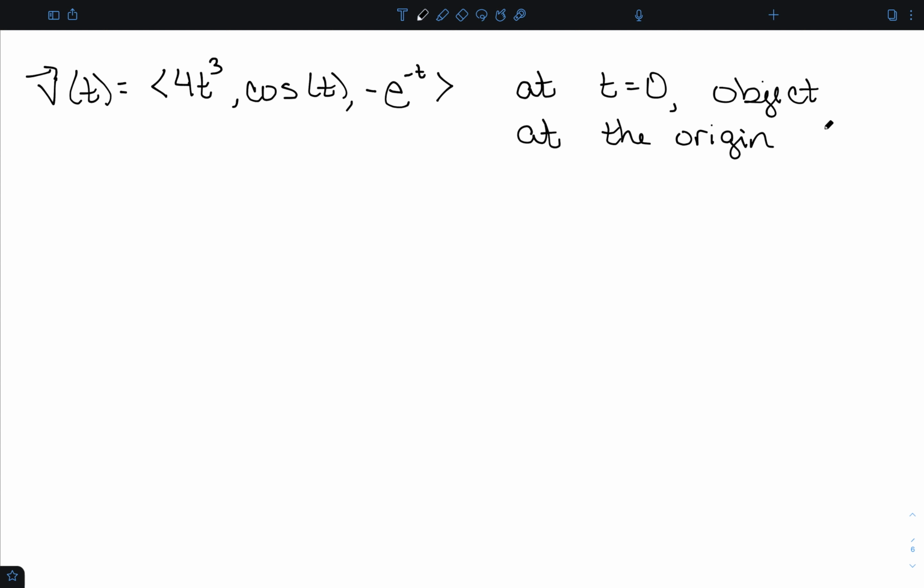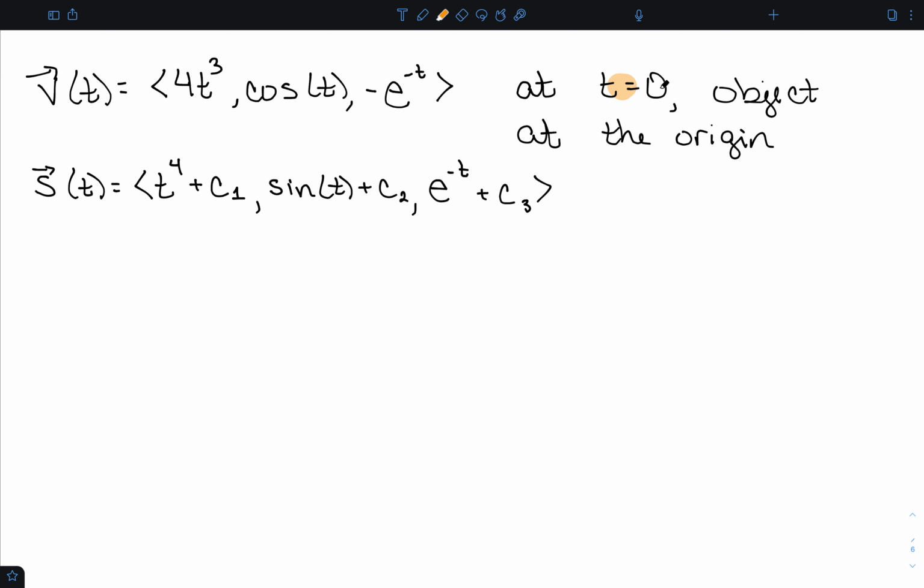Let's consider the velocity vector, 4t cubed, cosine t, negative e to the negative t. And we know at time t equal to 0, the object is at the origin. So we want to find the position vector. The position vector is the integral. The integral of 4t cubed is t to the 4th plus c1. The integral of cosine of t is sine of t plus c2. And the integral of negative e to the negative t is e to the negative t plus c3.